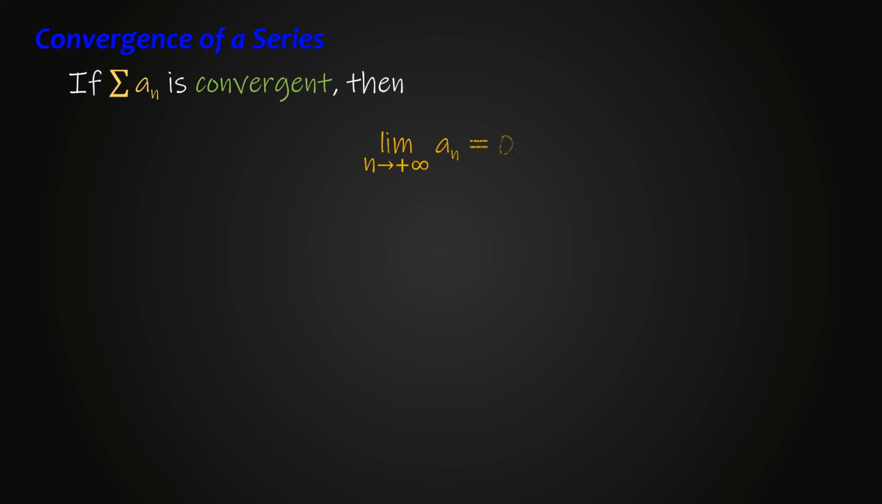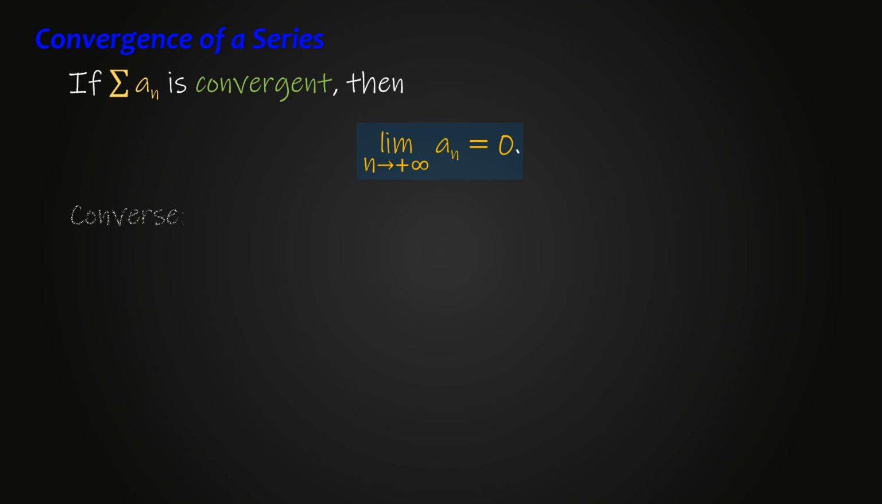Convergence of a series. So far, we have learned that a convergent series has a finite sum. In terms of the limit of the terms, if a series is convergent, it follows that the terms of the series converge to 0.